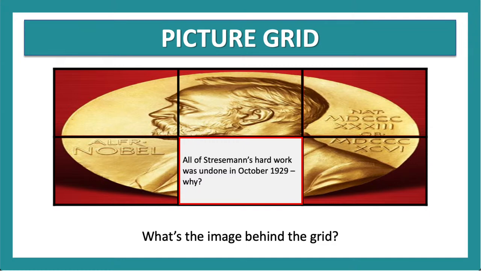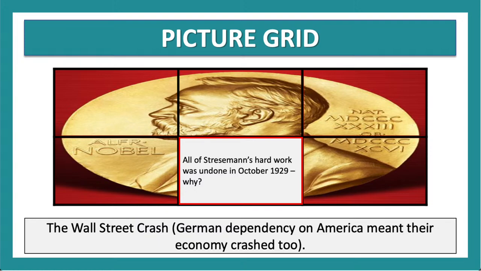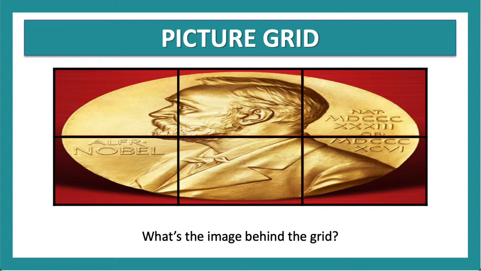All of Stresemann's hard work was undone in October 1929. Why? Now, this is the one where, were you paying attention? Because there was a very big clue to this earlier on. What happened in October 1929 that destroyed the shaky foundations that this improved situation was built upon? What caused the volcano to erupt? Yeah, well done, Amelia. It was the Wall Street crash. And that will reveal the last bit. Because Germany depended on America, America crashing meant that Germany crashed too.